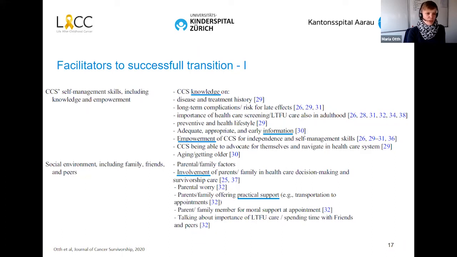Looking at social environmental factors, survivors said for sure they want to be responsible for themselves, but still quite often they said they like some support from their parents, and that's also a facilitator for them. For example, when the parents go with them to the hospital, but finally they go alone to the visit. But still just knowing that there is this kind of practical support.